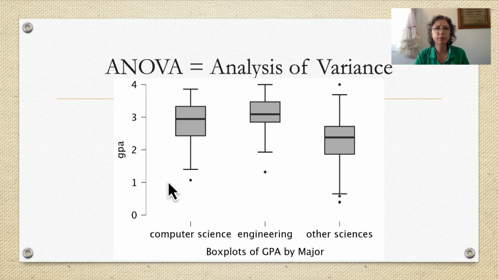So if we had GPA, again, as the outcome variable, and our three independent groups are major: computer science majors, engineering majors, and other sciences. And there's the mean, the dark line in the middle. We can see that they're different, but we don't know if they're significantly different unless we run the test for it and find out if the differences between groups are significantly different.